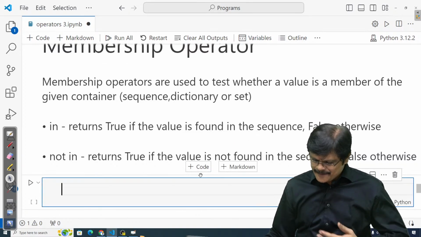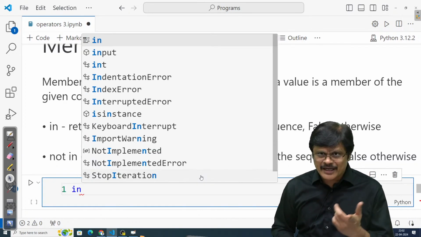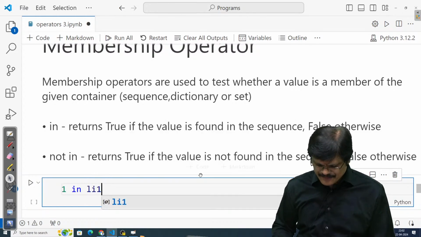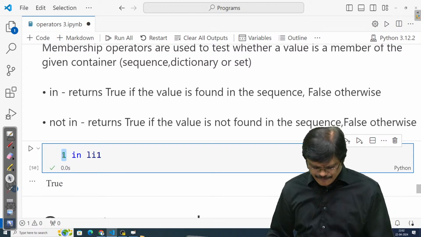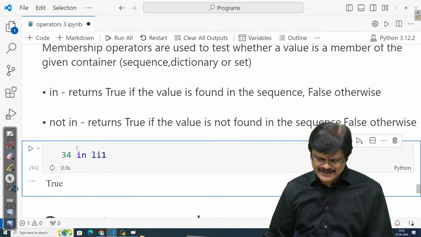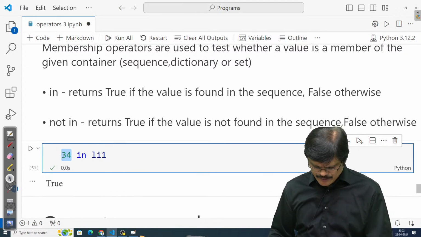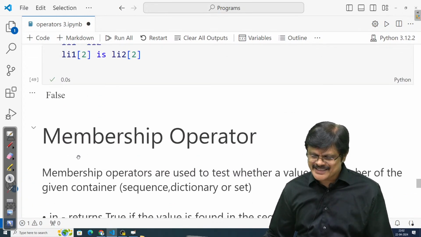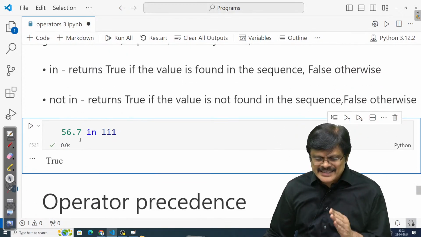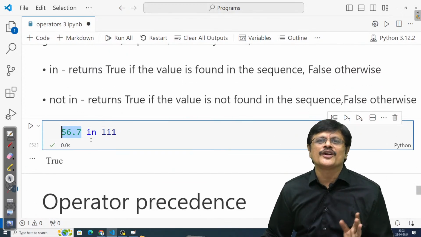Let us see the same thing. Because we already created li1, I am just using it. Let us see, 1 in li1, yes or no? True. 34 in li1, yes. 56.7, I don't know. If you write a wrong number, it will say false. True, 56.7 only. So whether this element is present in that or not, it will verify.